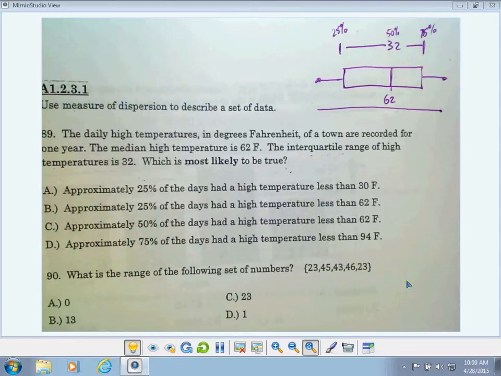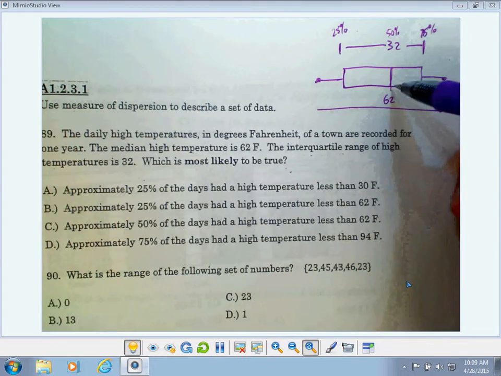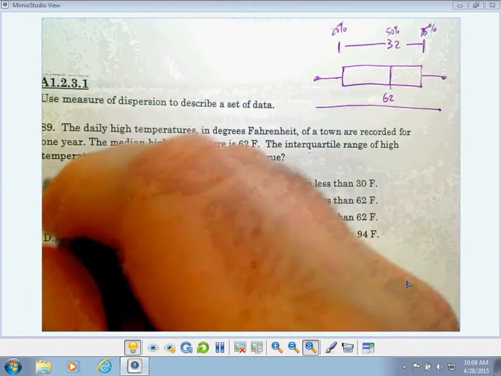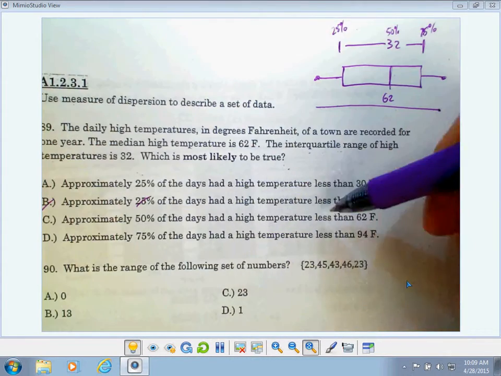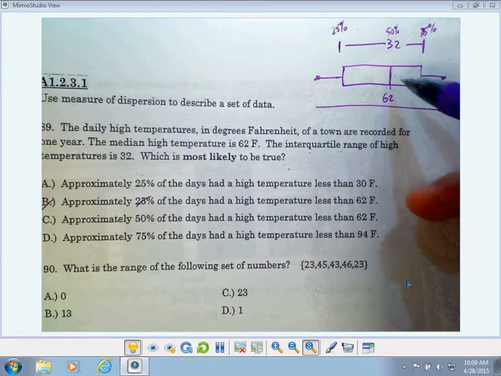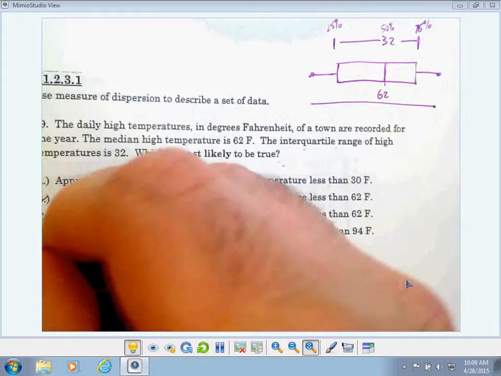Okay, I don't know if we can come up with that, right? Because if we know the range, I don't know that we know that is true. Approximately 25% of the days had a high temperature less than 62. No, because 62 is the middle line, so it's not this one. C says approximately 50% of the days had a high temperature less than that. That would be true, right? Because the median is there.